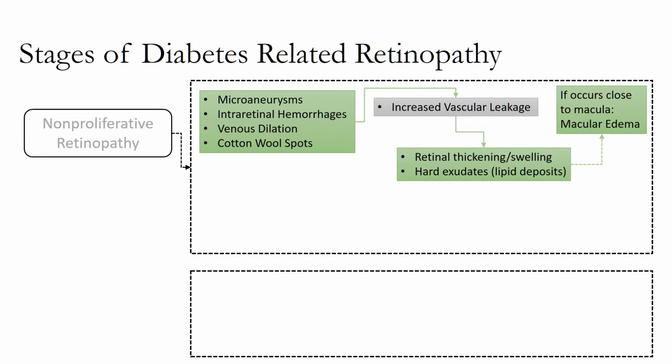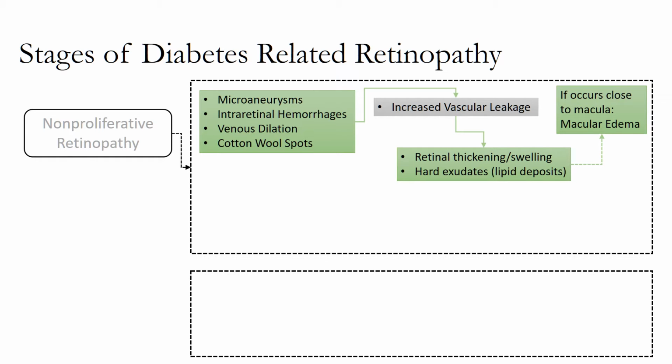As mentioned earlier, the eyes are uniquely suited to visualize the stages of change of diabetes-related retinopathy. Early nonproliferative retinopathy is characterized by microaneurysms, intraretinal hemorrhages, venous dilation, and cotton wool spots. This may also be associated with retinal thickening and swelling.